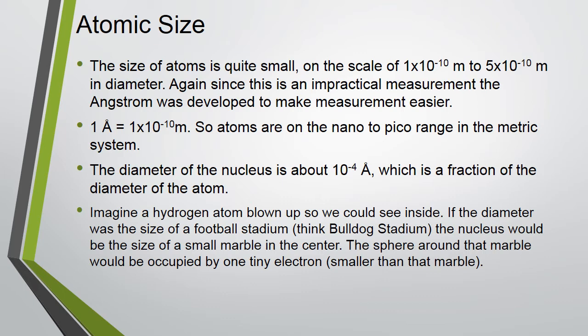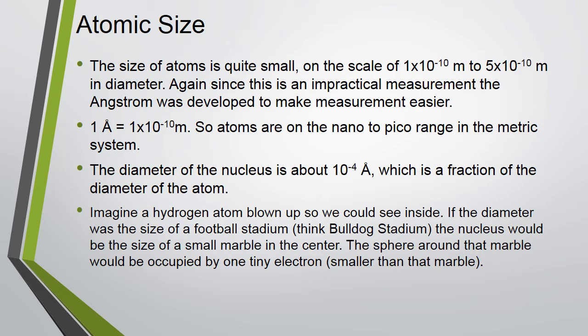It's so small. The sphere around that marble, so if we thought of the marble as our center and a sphere completely around it, the size of that stadium, in that sphere we would have one tiny electron flying around, and it would be smaller than that nucleus, smaller than that marble, so small that we wouldn't even be able to see it flying around. And it would be flying around in all of that space because it can.